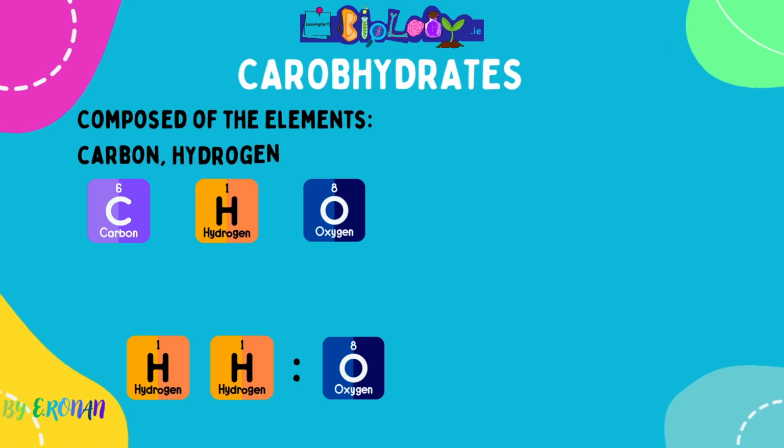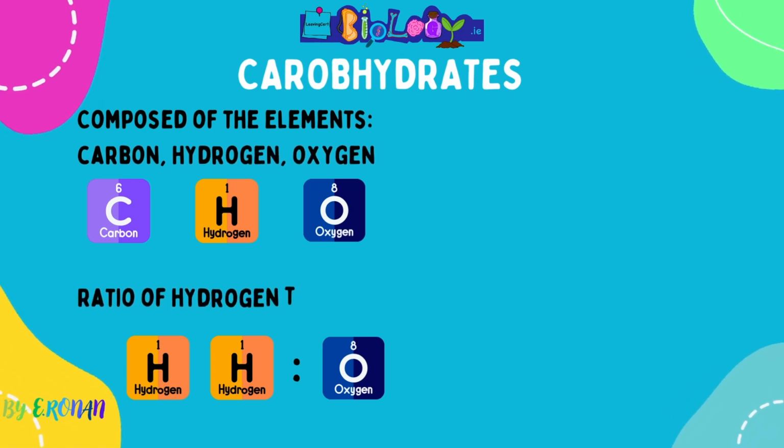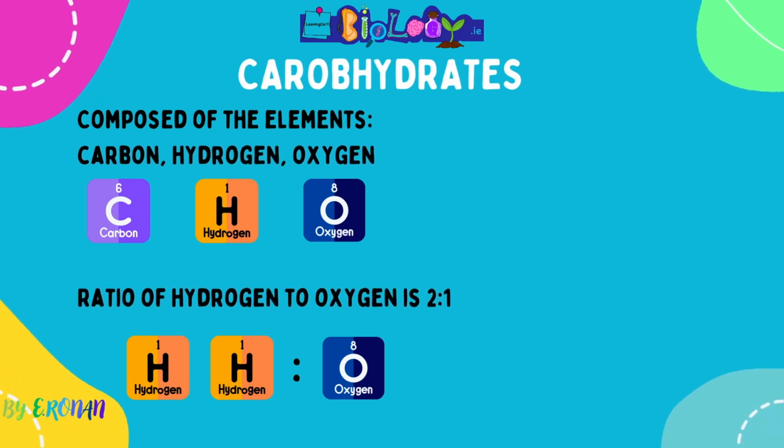They are composed of the elements carbon, hydrogen and oxygen. It is really important that you know the ratio of hydrogen to oxygen is 2:1. So for every 1 oxygen, there are 2 hydrogens. That is important, and you need to know the ratio just for the carbohydrate biomolecules.